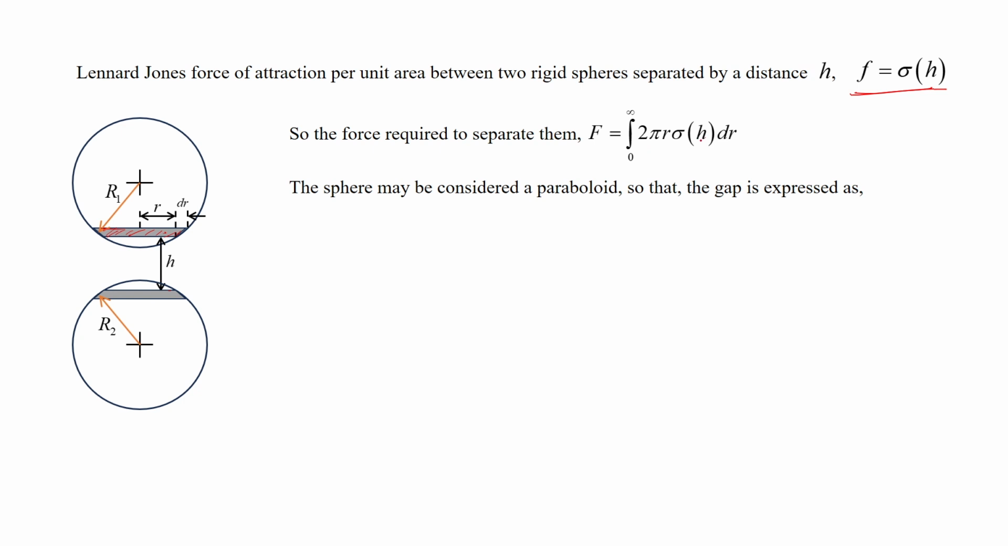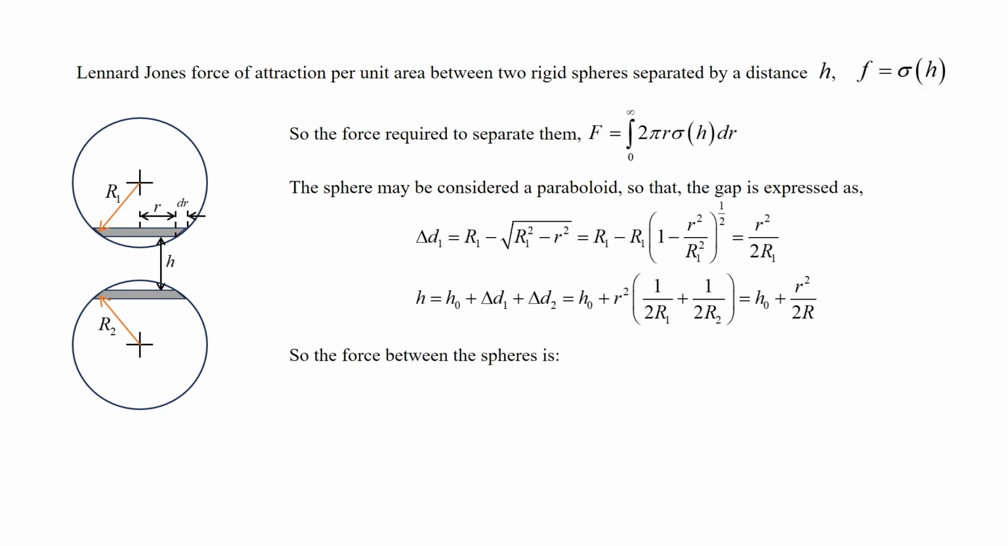So, 2 pi r into dr into sigma h, and now you vary it from 0 to infinity. So, 0 to infinity is the h varies from 0 to infinity, that is all it is. So, the sphere may be considered a parabola. So, that means h equal to 0 to infinity means they are very close to each other, basically that is what it means. Now, the sphere may be considered a paraboloid, so that the gap needs to be expressed.